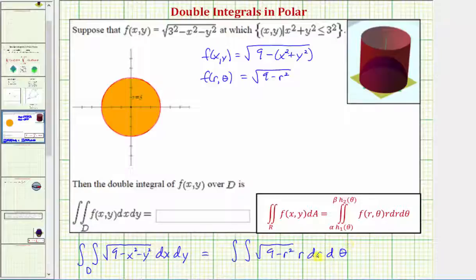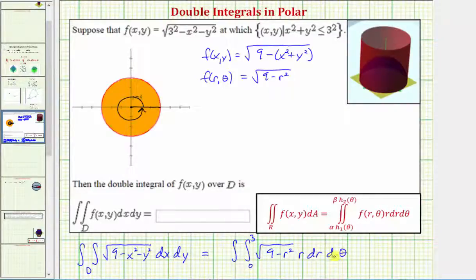And now we need to determine the limits of integration that would trace out the region of integration. So we first want to find the limits of integration for r. Well, because this is the region of integration, r is going to be from 0 to 3. So with respect to r, we integrate from 0 to 3. And then for the limits of integration for theta, to trace out this region, they would have to be from 0 all the way to 2 pi radians for one full revolution.